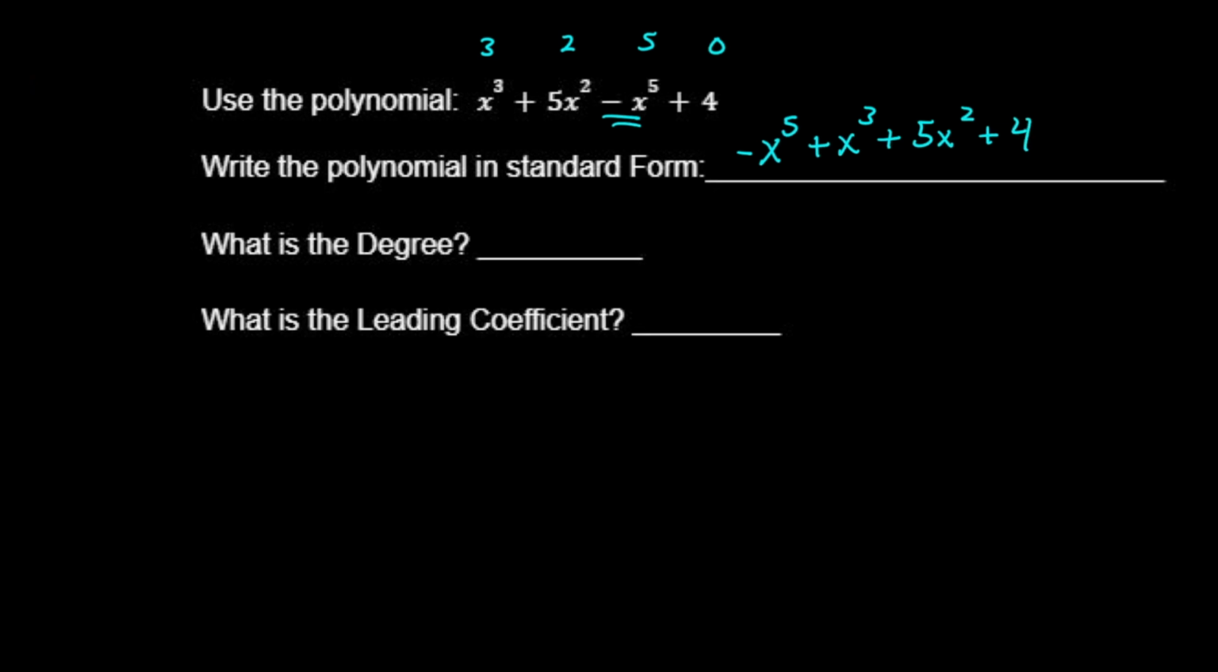Now the next thing we're asked is degree. Degree is the highest exponent of a polynomial in one variable. In this case, our highest exponent was 5, so the degree is 5.